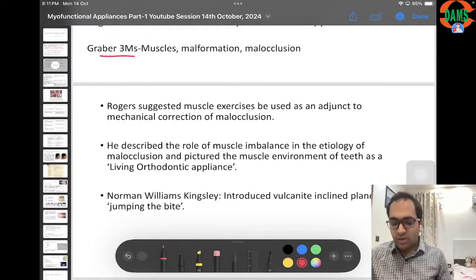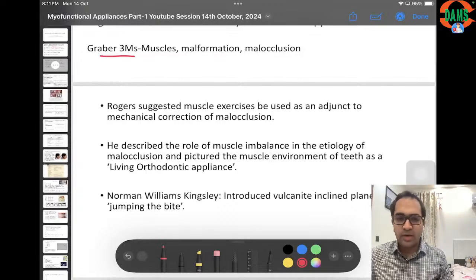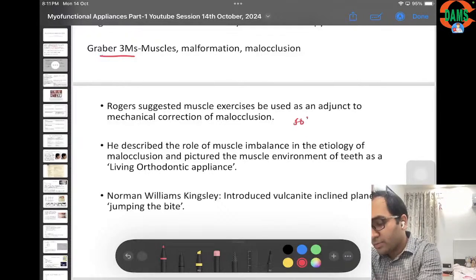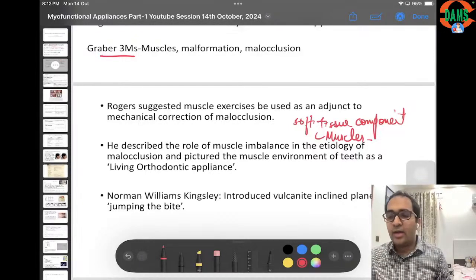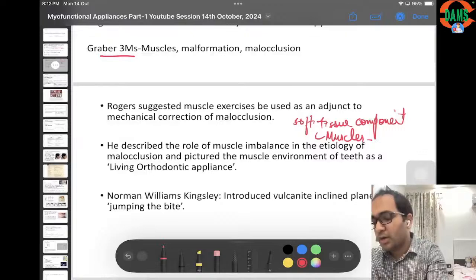So from our discussion on functional matrix theory, we know that form follows function, that is the soft tissue matrix influences the hard tissue or the surrounding dental structure. So if we can influence or manipulate the soft tissue component, that is the muscles, we can correct the underlying dental malocclusion. So what he said was the role of muscle imbalance in the etiology of malocclusion, and he pictured the muscle environment of teeth as the living orthodontic appliance.